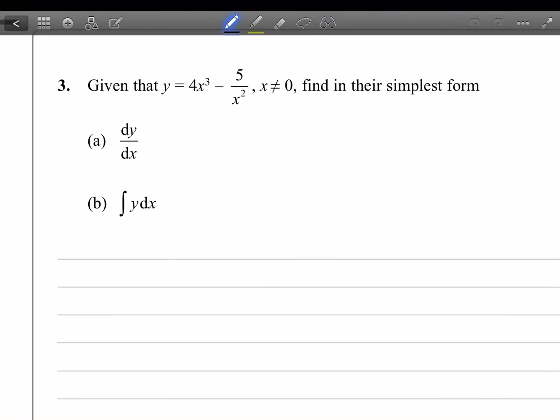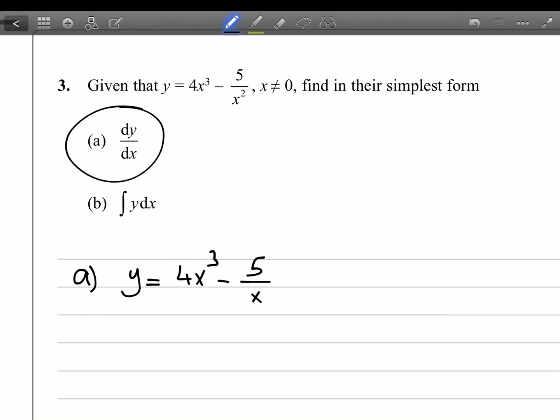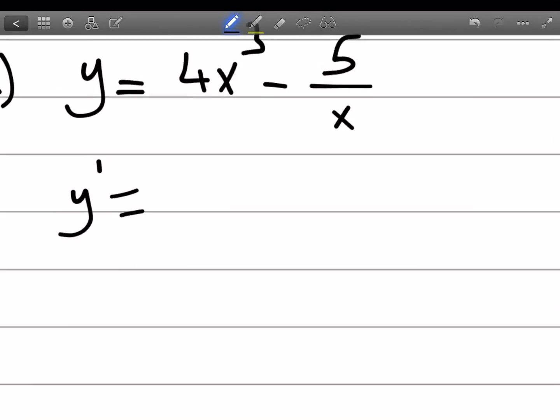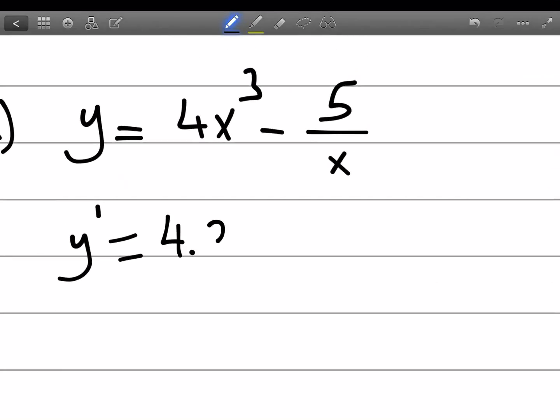Okay, let's try to do the third question. We have here some equation, and we have to take the derivative of this. It's very easy. y is equal to 4x cubed minus 5 over x. The derivative of y will be 4 times 3x to the power of 3 minus 1, as you know.